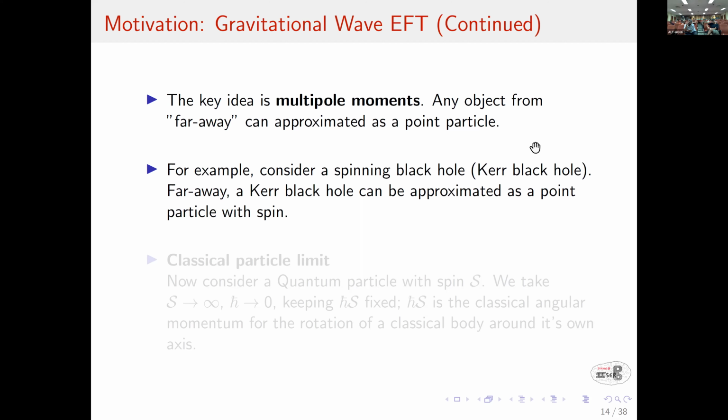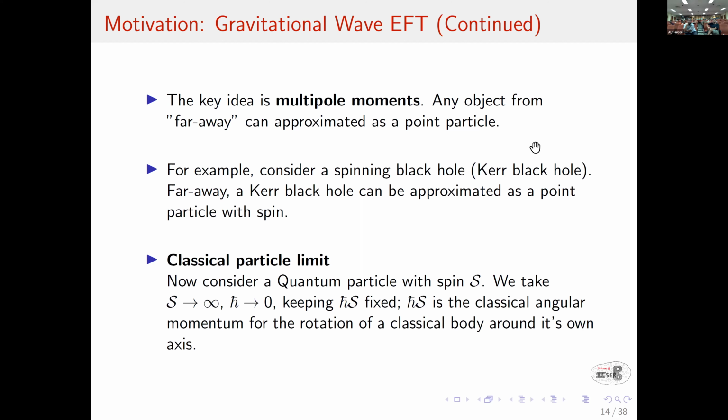And then what you do to get from this to this is the following. We take a quantum particle of spin s, where s is a dimensionless integer. Then we take s goes to infinity, h bar goes to 0, keeping the dimensionful h bar s fixed. This h bar s will be the classical angular momentum for the rotation of the classical body around its axis. That's basically what they do. They compute this and then take this limit, and they say this is related to the classical scattering of black holes.